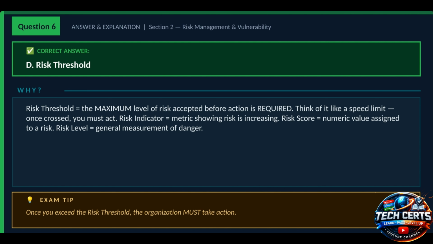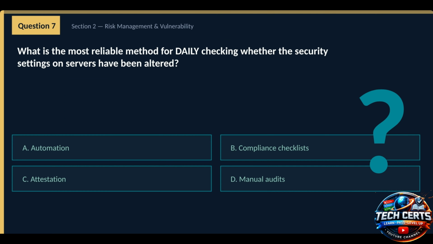Think of it like a speed limit. Once you cross it, you're in violation. Same with risk. Once you exceed the threshold, the organization must act. Question 7. What is the most reliable method for daily checking whether the security settings on servers have been altered?